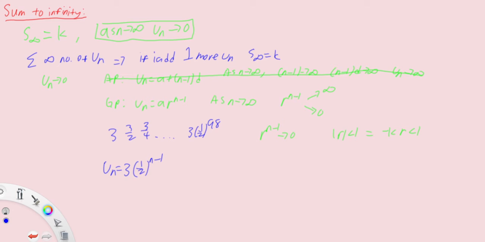As such, we arrive at this conclusion: S infinity exists only for GP, unless otherwise stated or proven, and mod r must be less than 1, and it is given as S infinity equals first term a over 1 minus common ratio r. Let me draw the box properly.